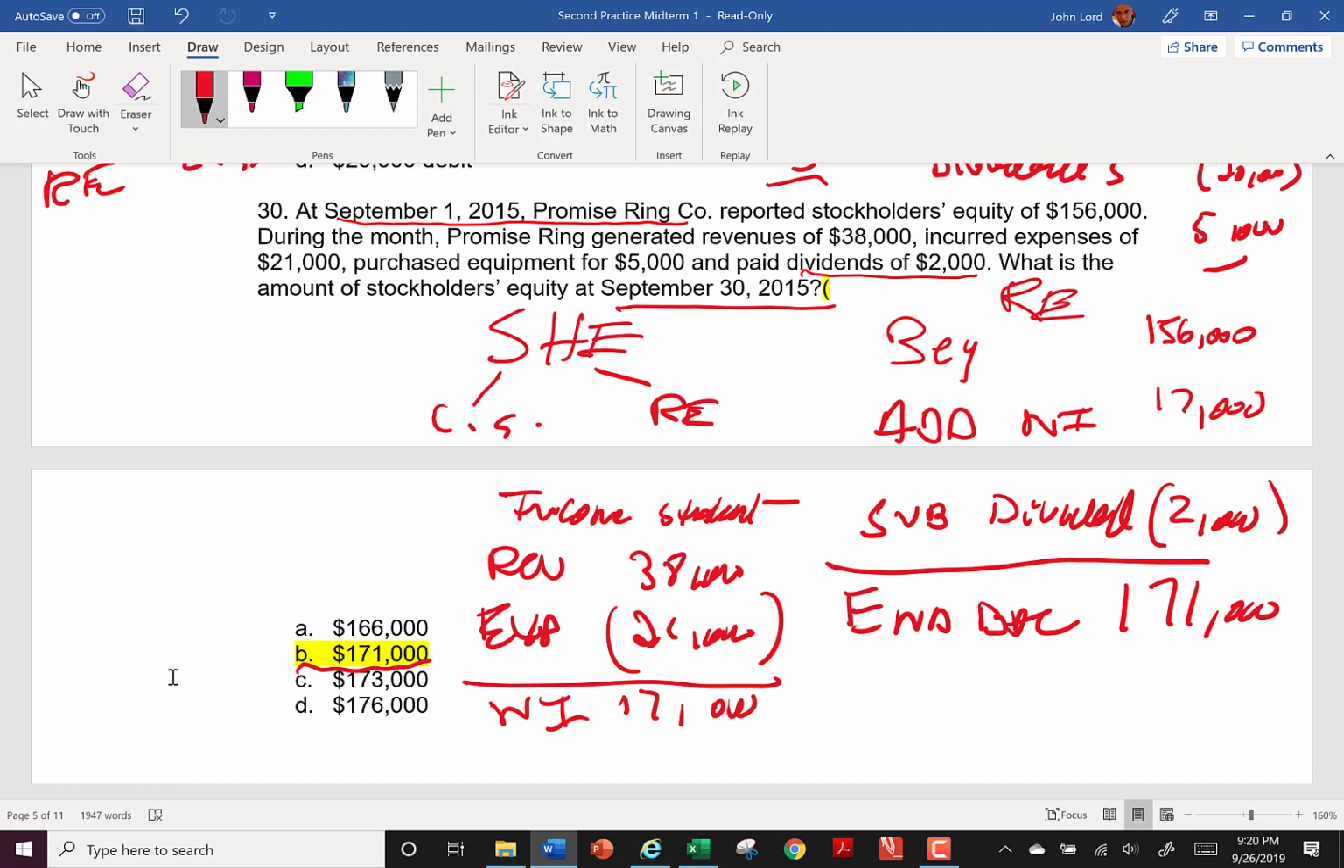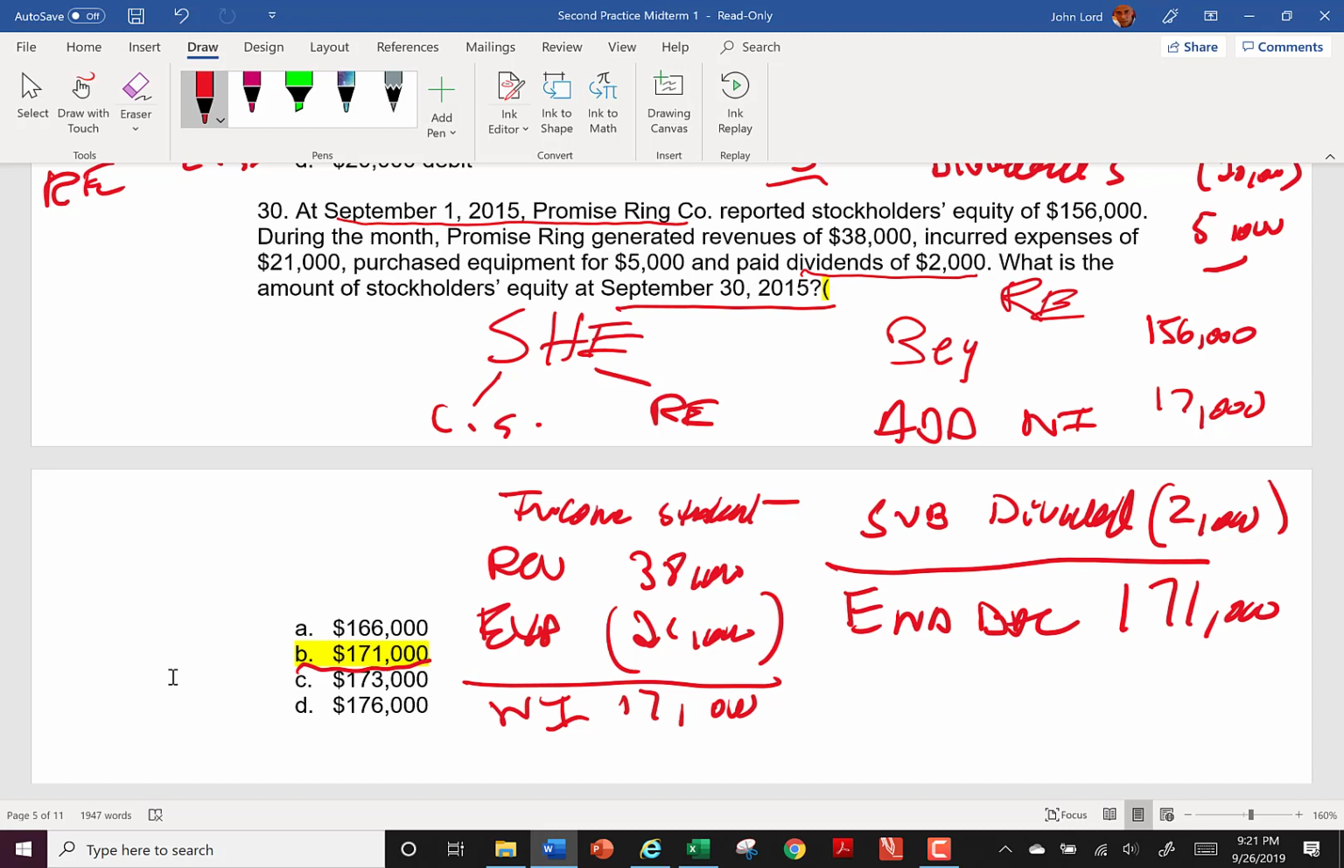156,000 is the beginning balance. I added net income of 17,000. I subtracted 2,000, and if you got a different number than 171, you pressed the wrong number on your calculator. But if there's something about the thought process you want me to explain, I can start over again.